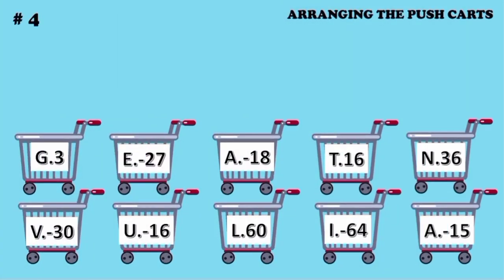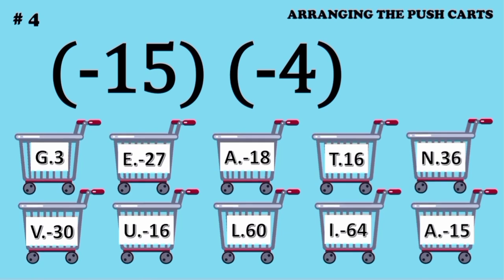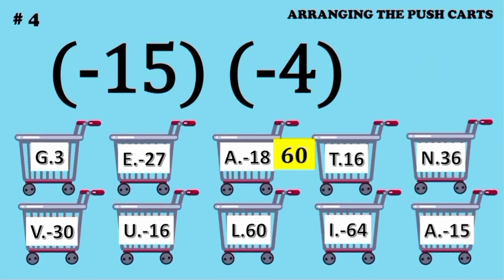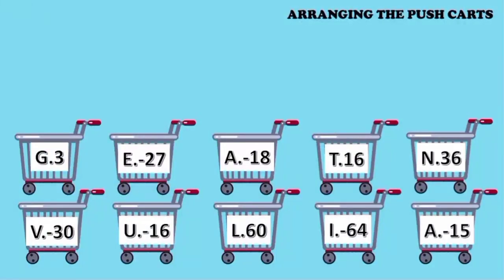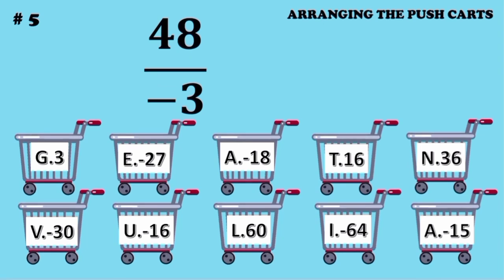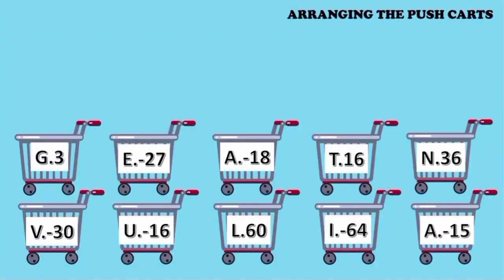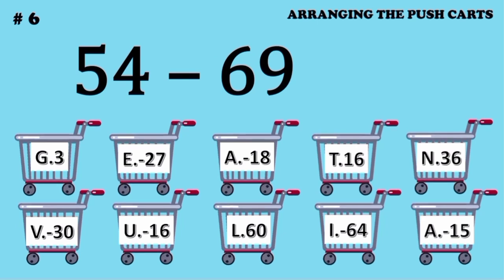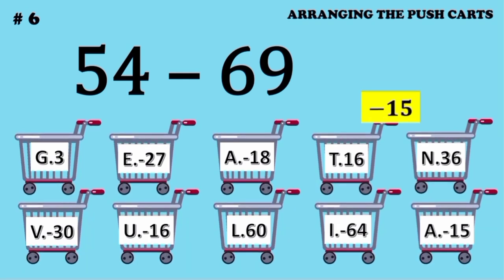Question number 4. Negative 15 multiplied by negative 4. We have 60. That is letter L. Question number 5. 48 divided by negative 3. Negative 16. That is letter U. Question number 6. 54 minus 69. Negative 15. And that is letter A.